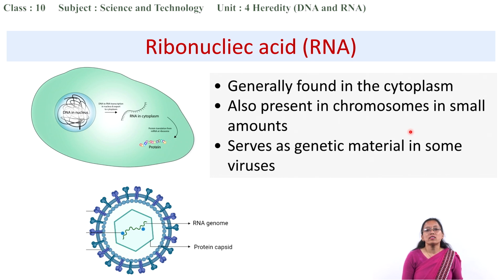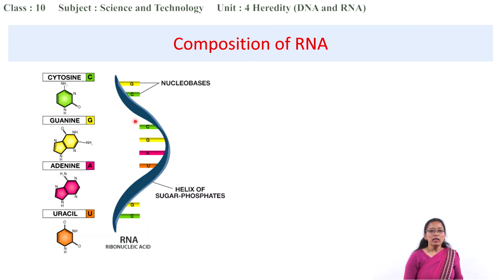It serves as a genetic material in the case of some viruses. An RNA virus contains RNA as a genetic material. That means viruses have DNA or RNA as a genetic material. Those which contain DNA are called DNA viruses, and those which contain RNA are called RNA viruses. In the case of cells, you can see these are the RNA which are present in the eukaryotic cell, that is, in the cytoplasm.